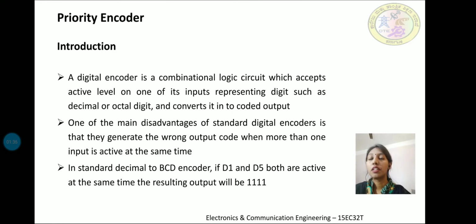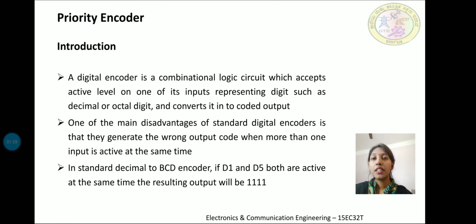We have already studied the digital encoder. The digital encoder is a combinational logic circuit which accepts the active level on one of its input lines, and accordingly generates the BCD code. One of the input lines is active at a time. Depending upon the input line which is active, a binary or BCD code is generated at the output.